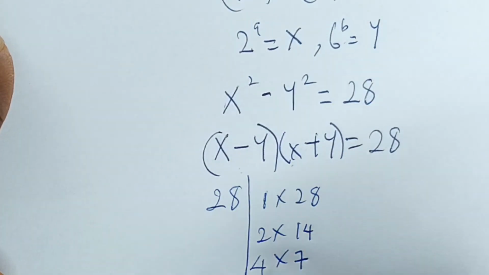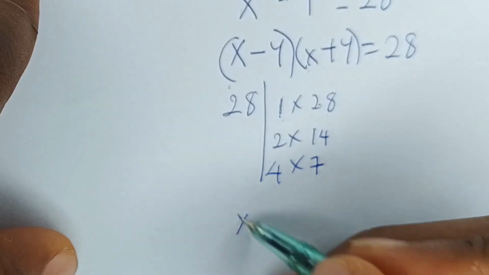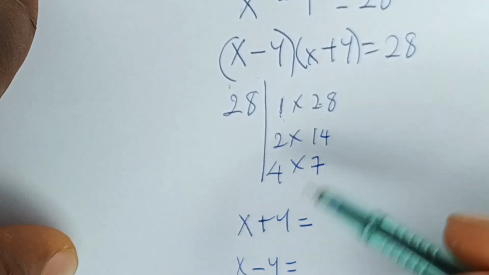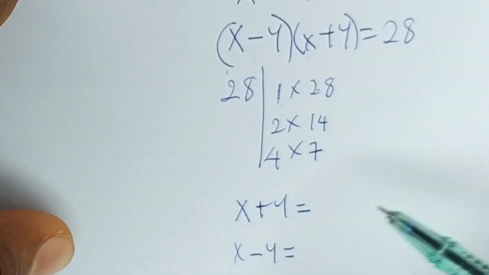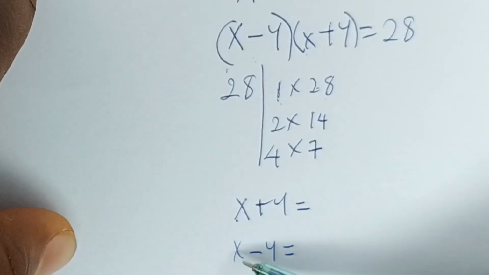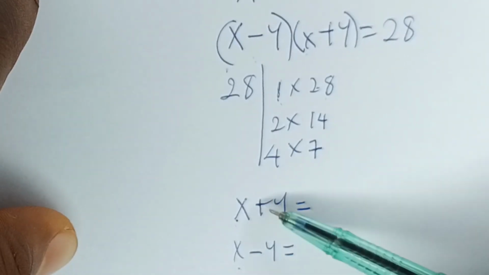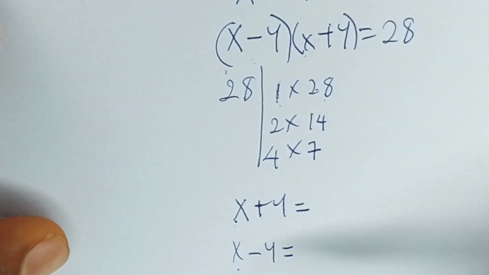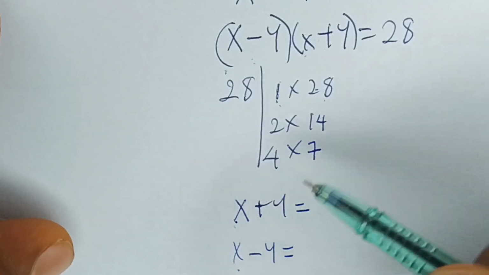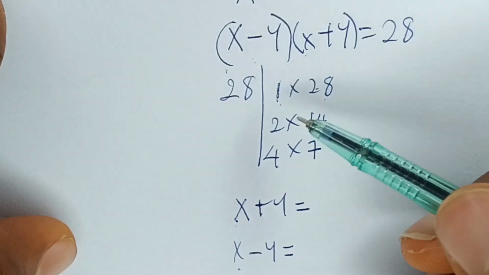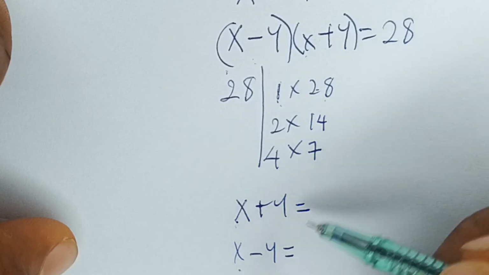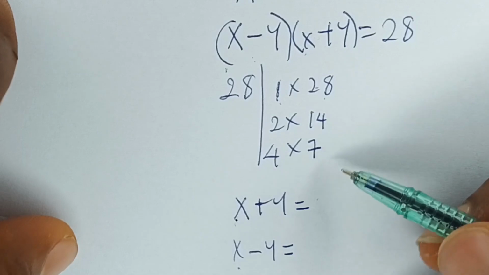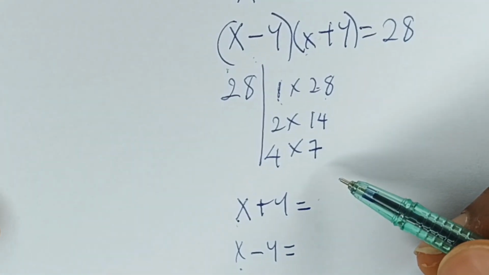Now for the first one, we have that x plus y should be equal to, and x minus y to be equal to. Now just because of what we've been talking about, x plus y should be greater than x minus y, and it should be bigger than x minus y if x and y are positive. Now understanding that, let's say that this is 1 and this is 28. If this is 1 and this is 28, when you add, you have 29. 29 is an odd number, so we cannot use that to solve.